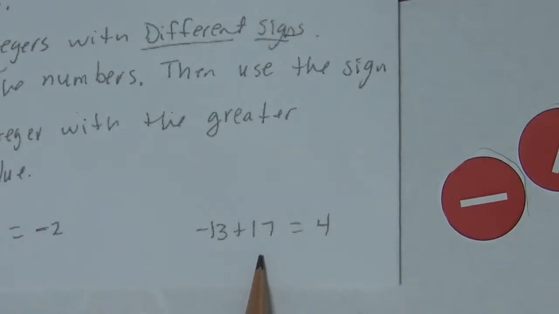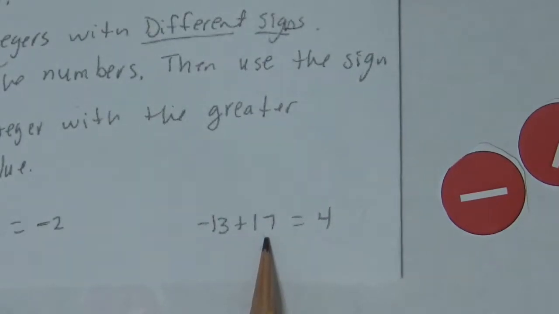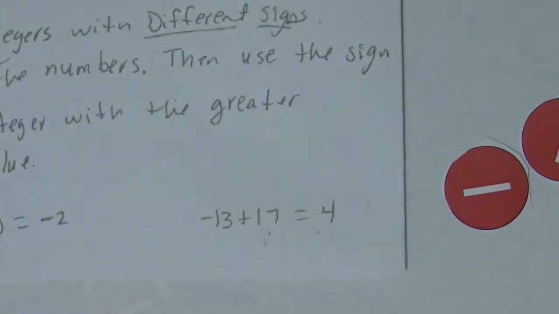-13 plus 17. Okay, so notice which one of these are opposite signs. So you subtract 17, take away 13, you get 4. How do you figure out if it's a positive or a negative? Well, because 17 is bigger than 13 and this bigger one was a positive, the answer is positive.